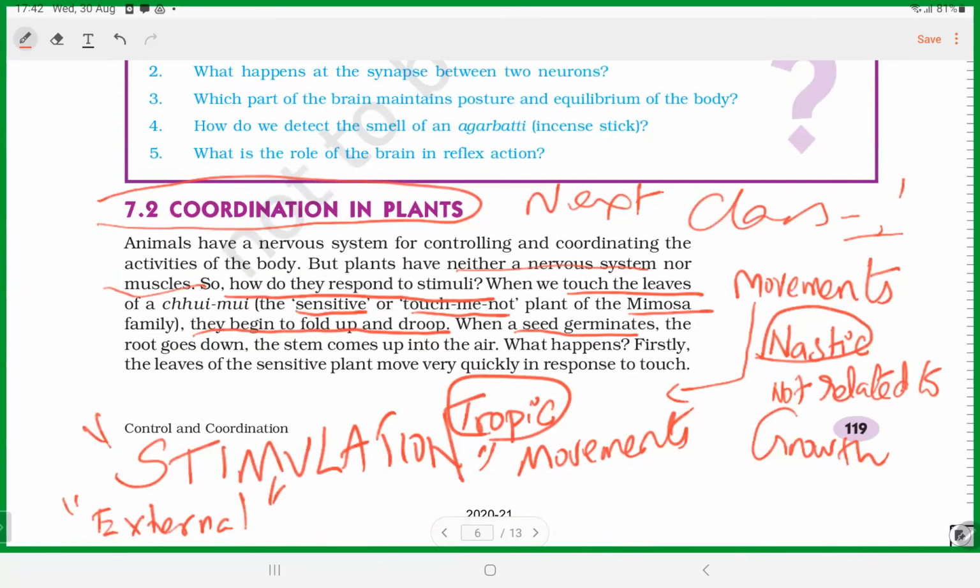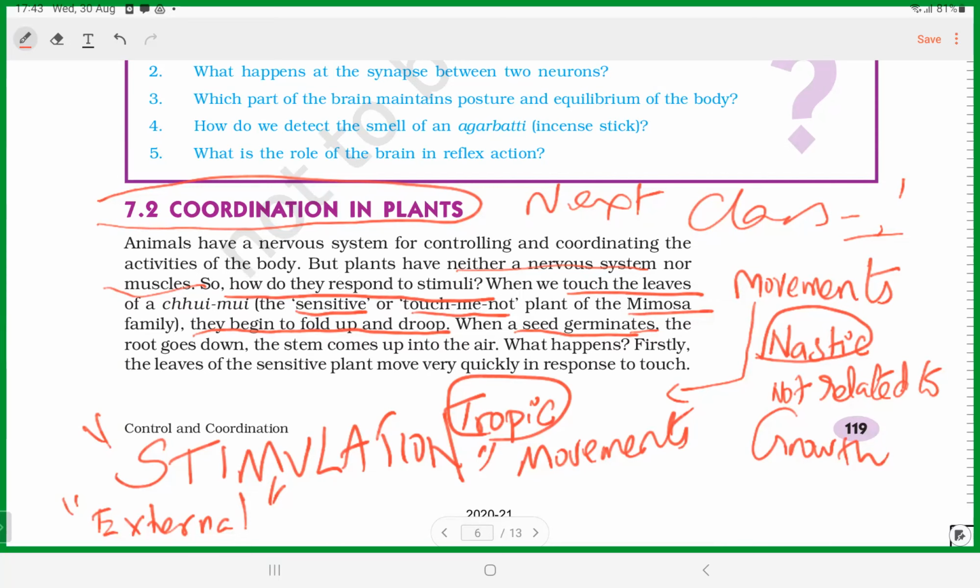Germination of seeds. This is the opposite case. What happens when you see the germination of seeds? The seed is there, it germinates. What will happen? What grows? The seed develops into a plant. What are the two parts of the plant? Shoot and root. So how does the shoot grow?